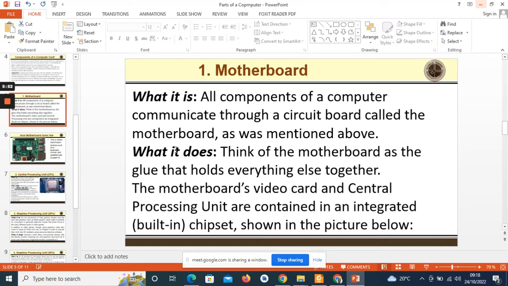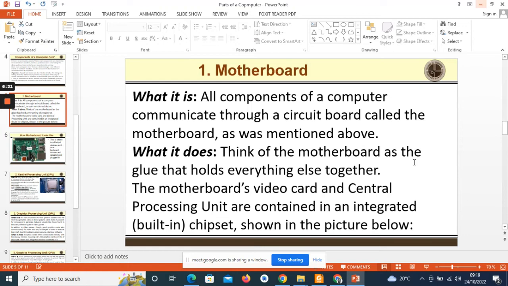Okay, thank you. Now, we are going to talk about the motherboard. So, what is a motherboard, or what does it entail? So, all components of a computer communicate through a circuit board called the motherboard, as we mentioned above. So, what is the function, or what does it do? So, think of the motherboard as the glue that holds everything else together. Now, if you have got maybe, maybe let me talk of a radio.